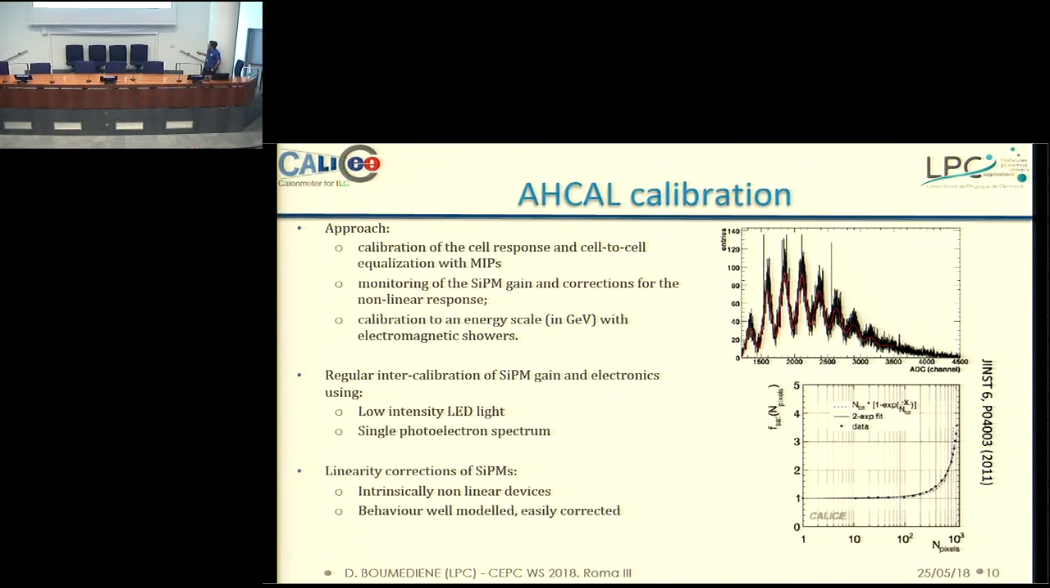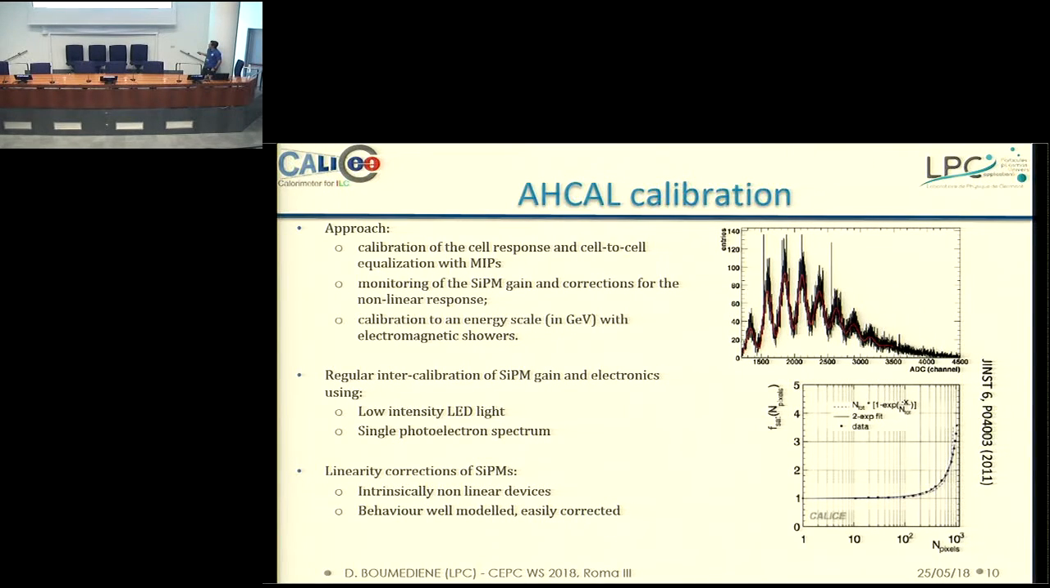So the approach of the calibration with such a detector is done in 3 steps. The response of the cells is equalized using MIP particles, muons typically. Then the SiPM gain is monitored, and corrections for nonlinearities are included. And finally, the calibration from MIP to GeV is performed using electrons, so at the electromagnetic scale.